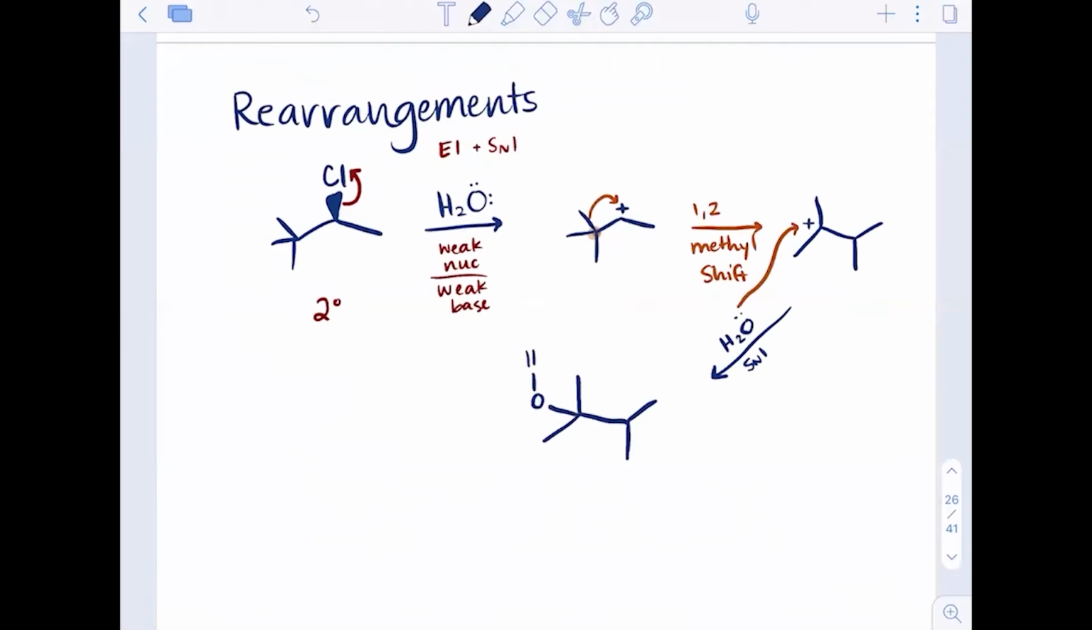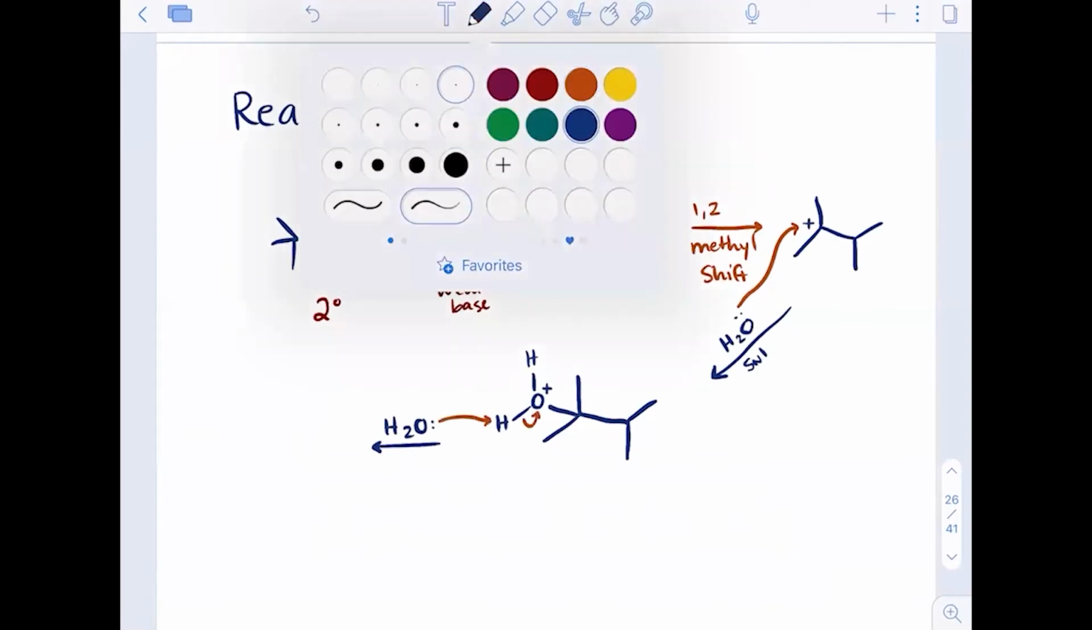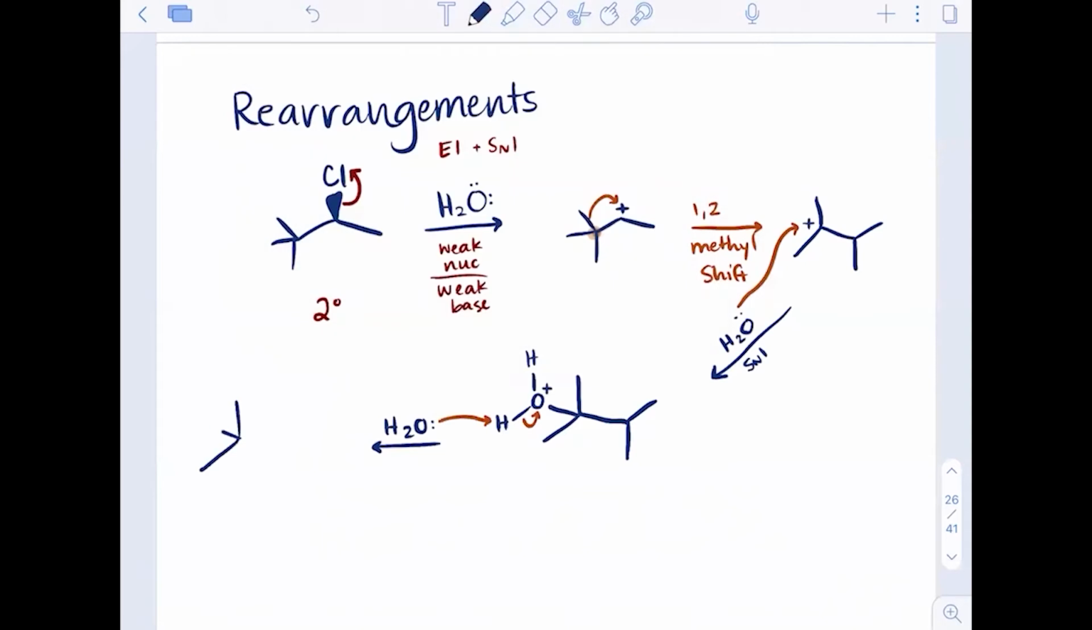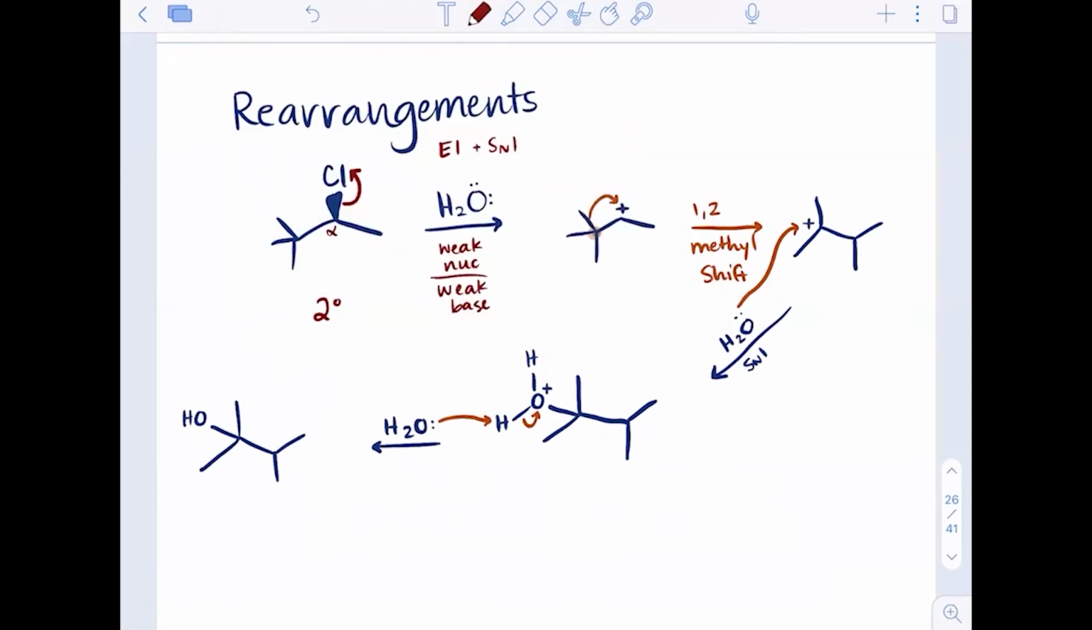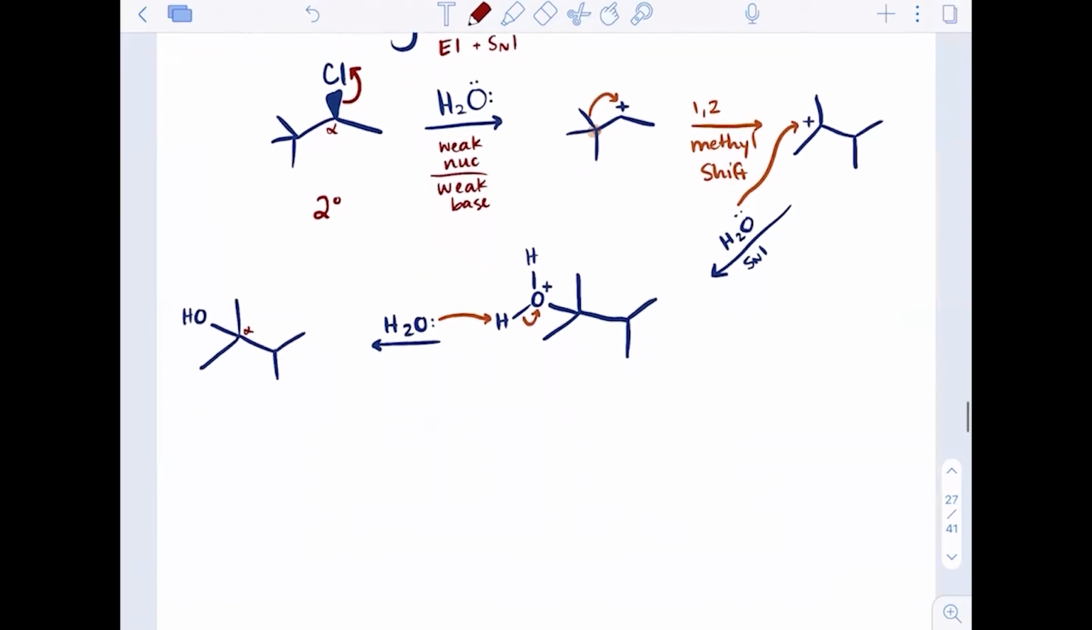We will need to do a proton transfer on this as well for our last little cleanup step. Water can pull off that proton to make our final substitution product, the alcohol. But notice how what we originally called our alpha carbon is now changed, right? The actual carbon that got the substituted product is now different.